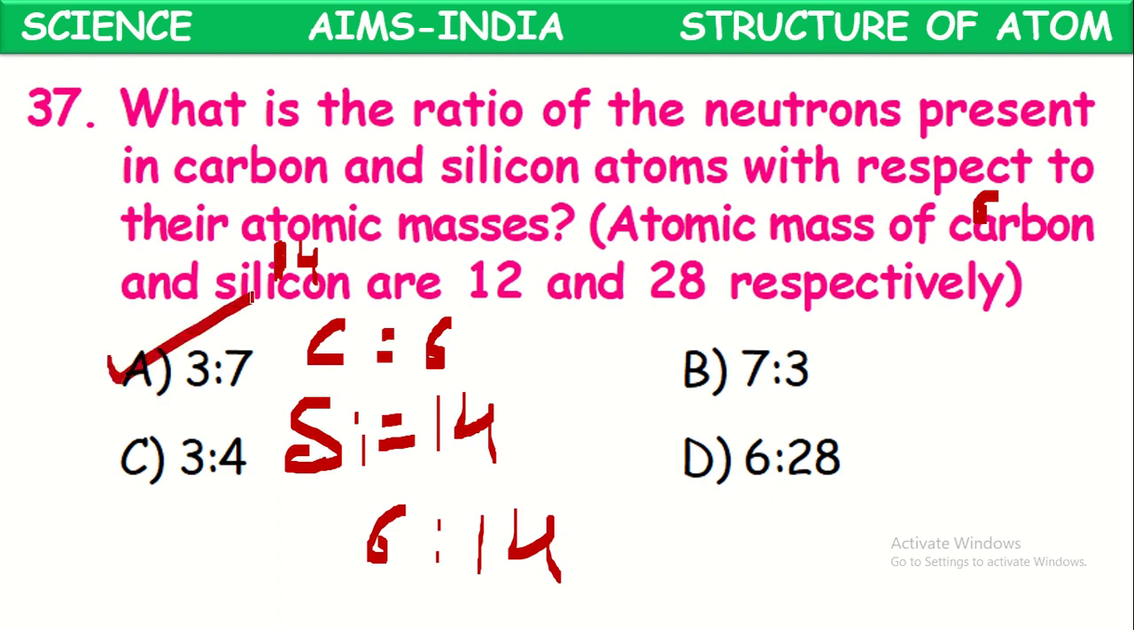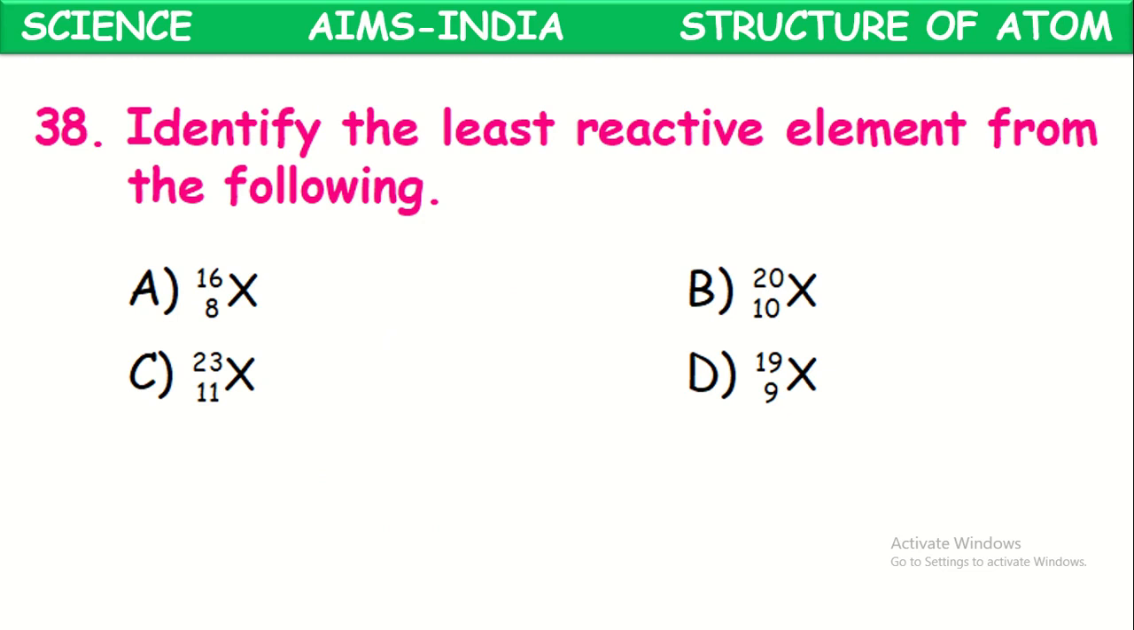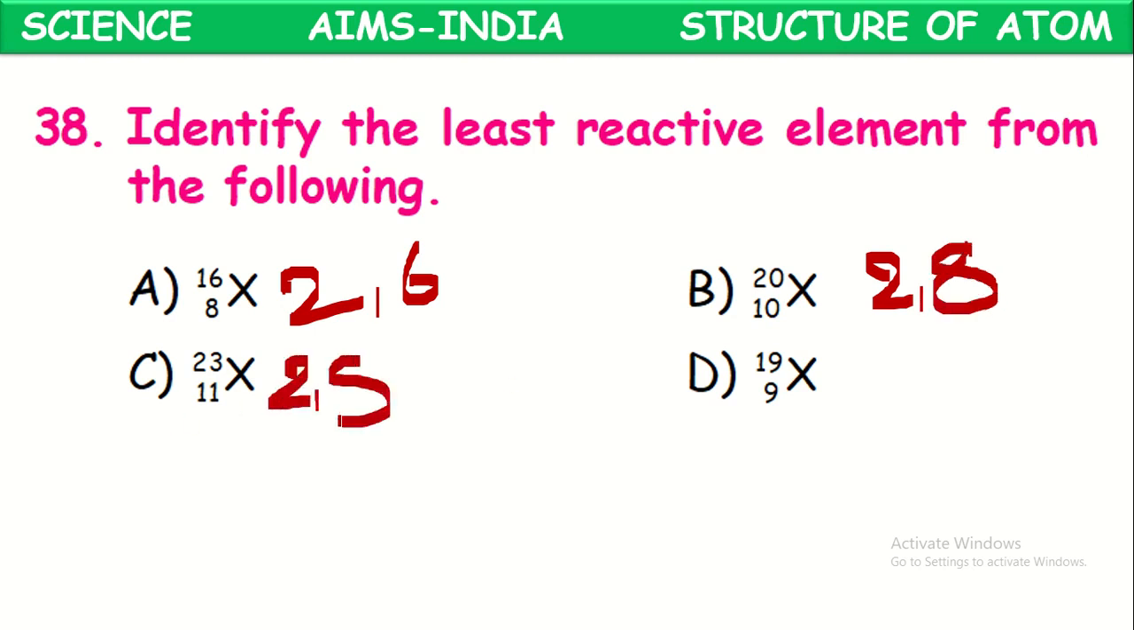Okay. Next, identify the least reactive element from the following. How do you say least reactive element? The element with a stable electronic configuration will be least reactive. See, the configuration for the element with atomic number 8 will be 2, 6, and for this 2, 8, and for this 2, 8, 1, and for this 2, 7. So the element with 8 electrons in the outermost shell will be more stable. We have studied this already. So this is the element with more stability or less reactivity.